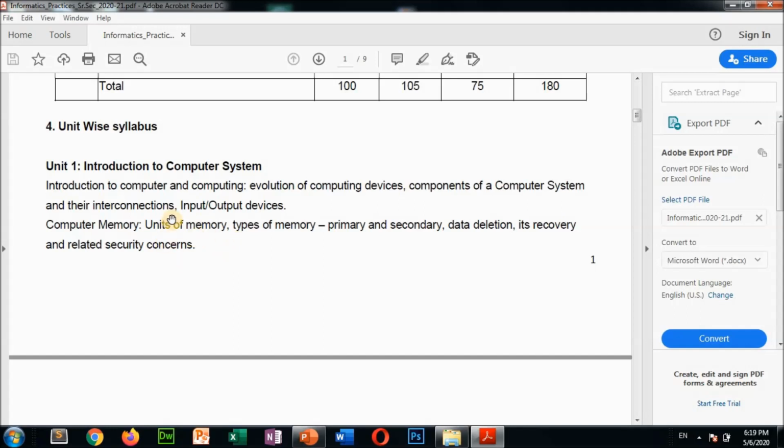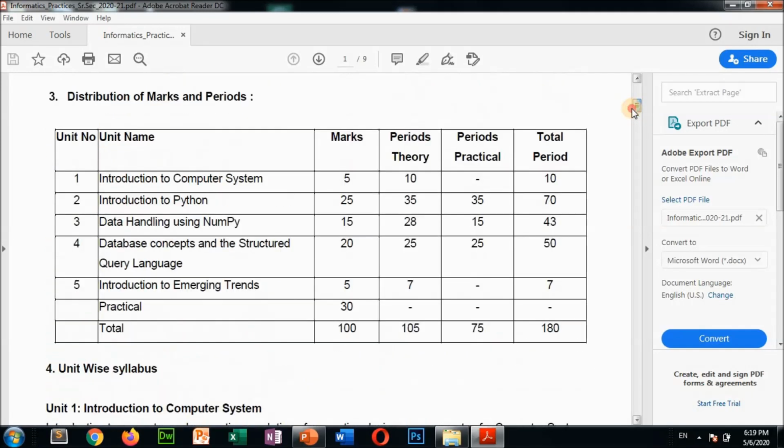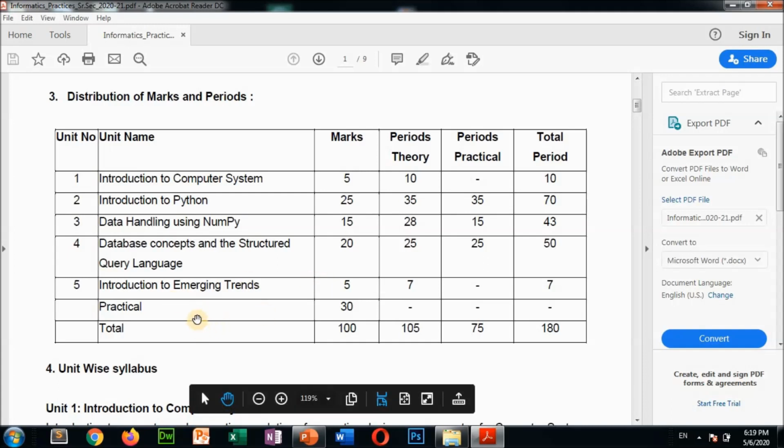Okay, so now see here in the first unit you have introduction to the computer system. These are your units. Unit 1, introduction to the computer system, you will get 5 marks. Introduction to Python, that is 25 marks. Data handling using NumPy, that is 15 marks. Database concept and structured query language, that is 20 marks. Introduction to emerging trends, that is 5 marks. Practical 30 marks. Total 100 marks you have.